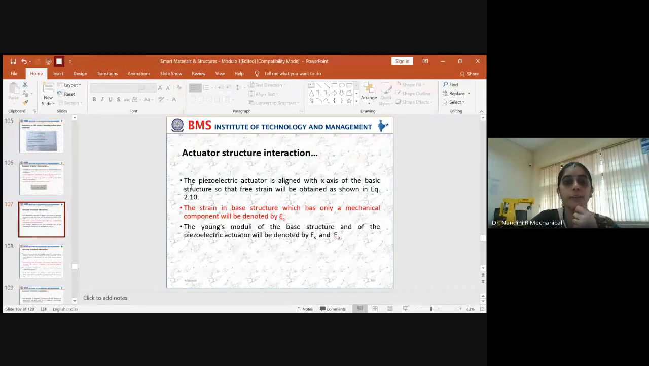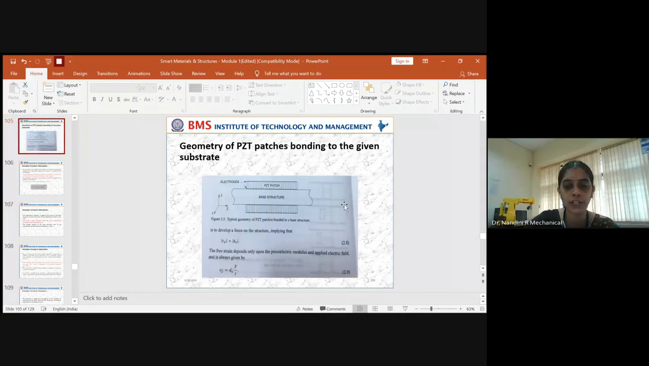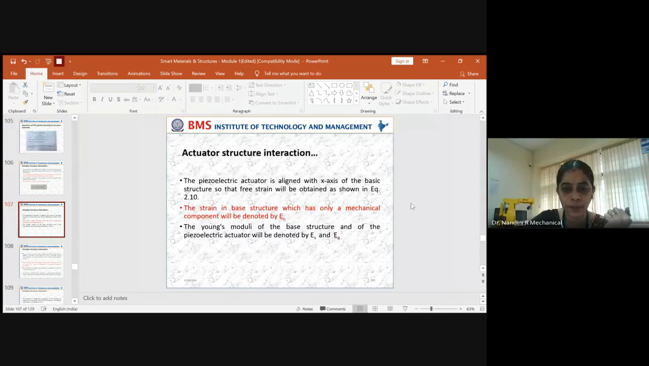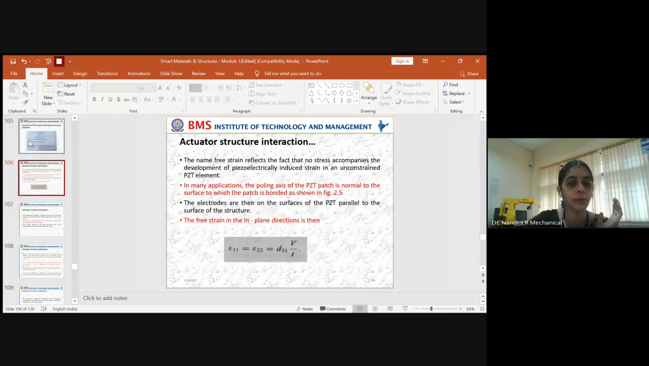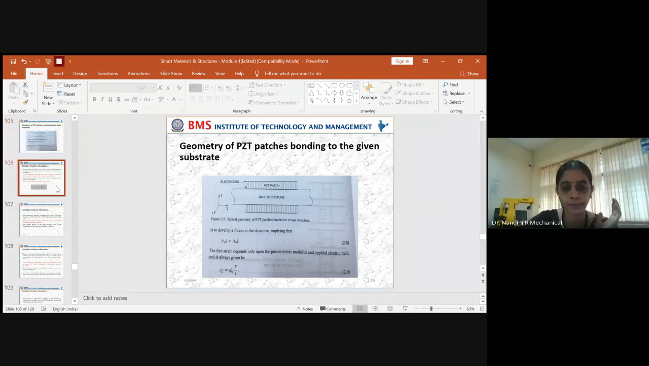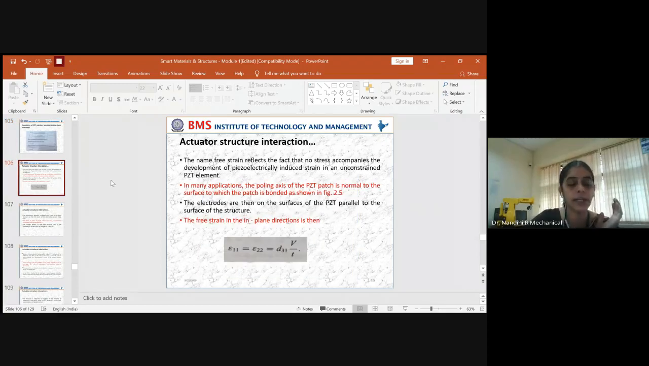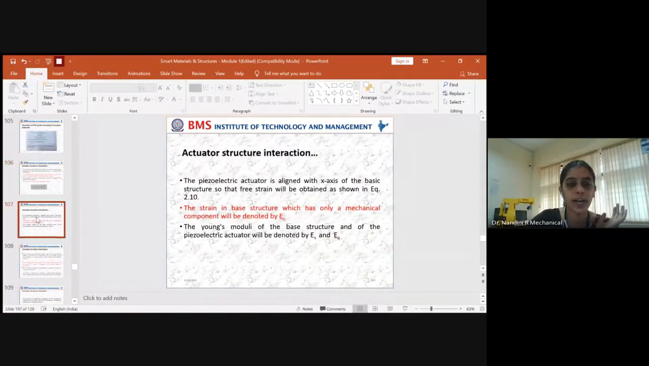So further, the piezoelectric actuator is aligned with the x-axis of the basic structure that I have told you already. This is the structure. The structure is aligned across the x-axis, and here the x-axis is named 2. I have explained this already. So if you align the piezo structure along the x-axis, then the free strain we get will be as shown in equation 2.12. So this will be the free strain we will be getting. This also I have explained.